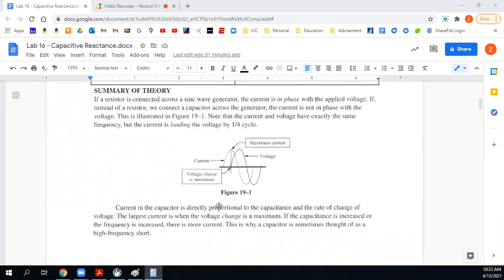Current in the capacitor is directly proportional to the capacitance and the rate of change of voltage. The largest current is when the voltage change is at a maximum. If the capacitance is increased or the frequency is increased, there is more current. This is why a capacitor is sometimes thought of as a high frequency short.